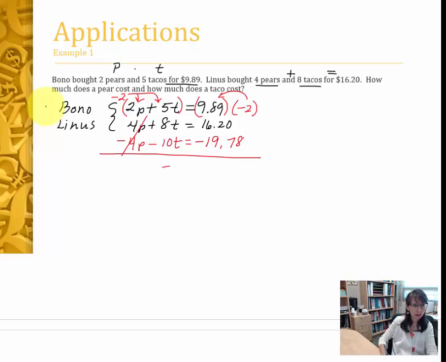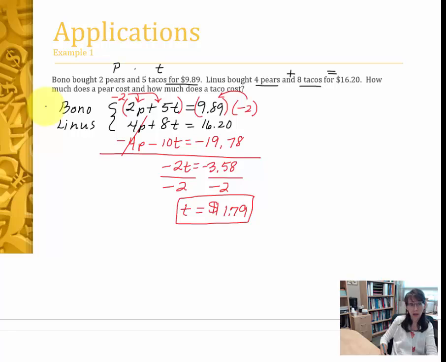Now we can see with these two equations how 4p and -4p eliminate. +8 and -10 will leave us -2t, and we'll combine +16.2 with -19.78, and that will give us -3.58. Don't worry about that turning out to be negative, because our next step, division by -2, will correct that. The price of 1 taco is a negative divided by a negative, so that turns out to be a positive number. The taco price turns out to be $1.79.